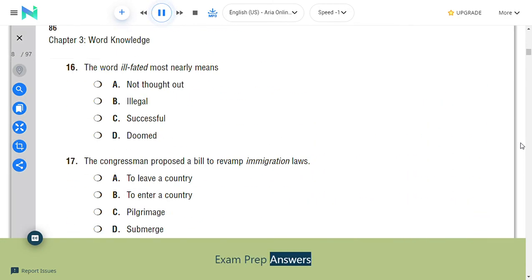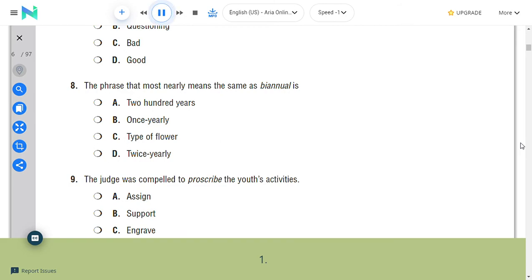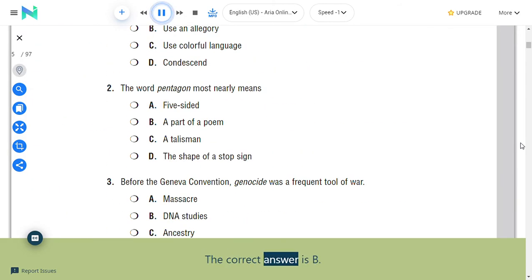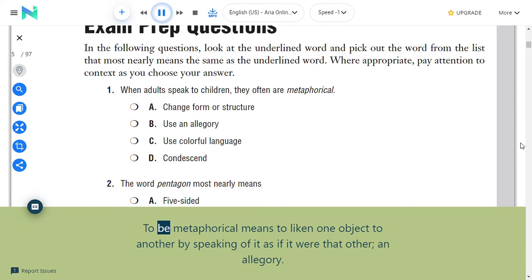Exam prep answers. 1. The correct answer is B. To be metaphorical means to liken one object to another by speaking of it as if it were that other, an allegory.